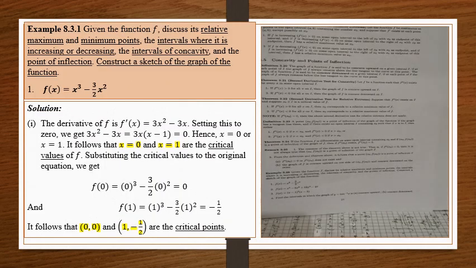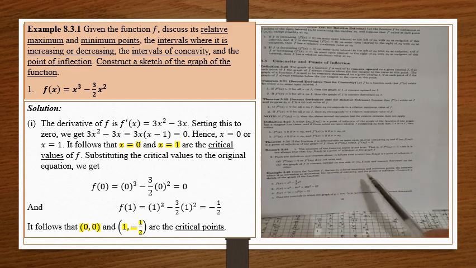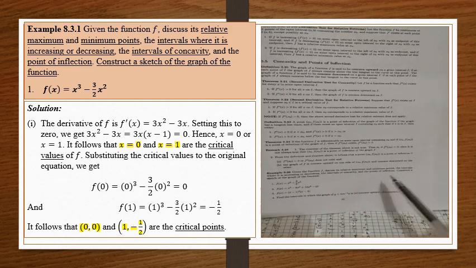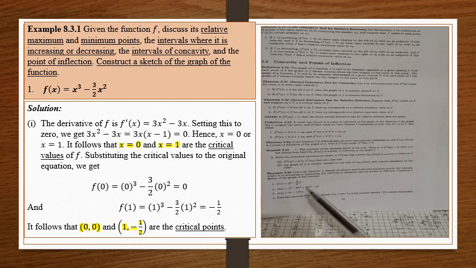Okay, for example, given the function f, discuss its relative maximum and relative minimum points, the intervals where it is increasing or decreasing, the intervals of concavity, and the points of inflection, and then after that, construct a sketch of the graph of the given function. So, sa example number 1, ang given na function is f of x is equal to x cubed minus 3 over 2 quantity squared or 3 over 2 x squared.